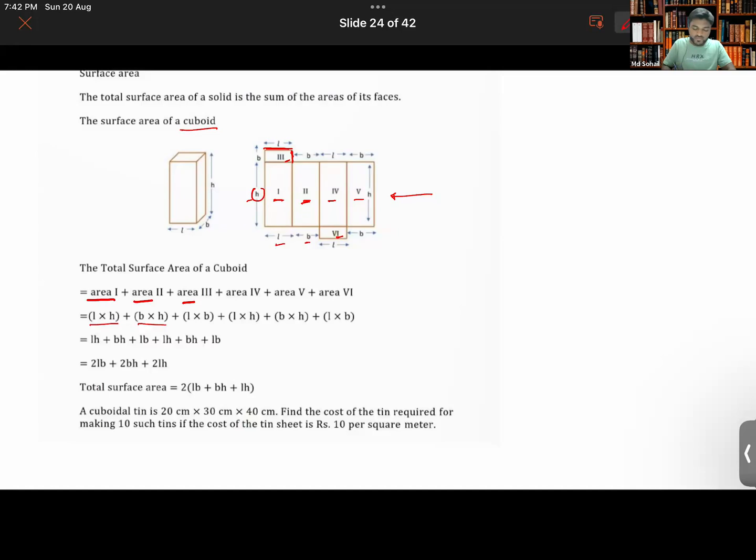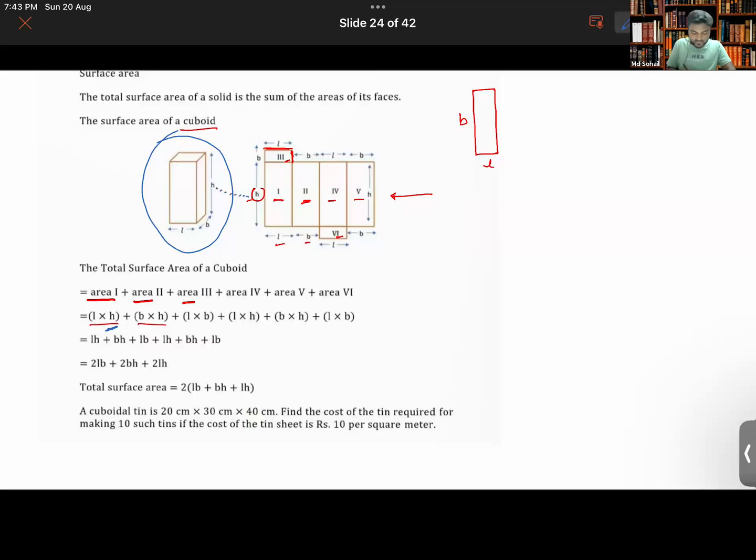So area number one we have taken out. This is its length and this is its breadth. But instead of breadth here, pay attention very carefully, we have written height. Why? Because we are not considering the whole figure here. So this will be height.